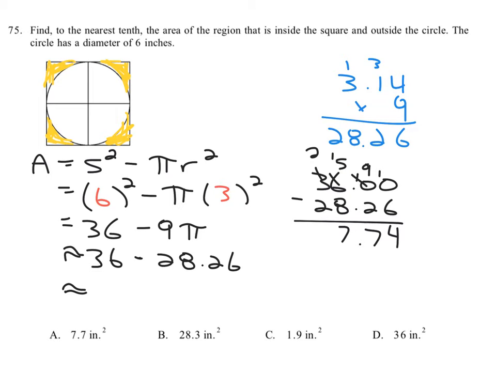And if they say to round it off to the nearest tenth, and they do, right up here, we look at this 7.74 and we say this is in the tenths place. Is this 5 or higher? That would bump that 7 up to an 8. Nope, it's not. So we keep it at 7.7, and the units were inches. So we're talking about area. It's inches squared. That is A.